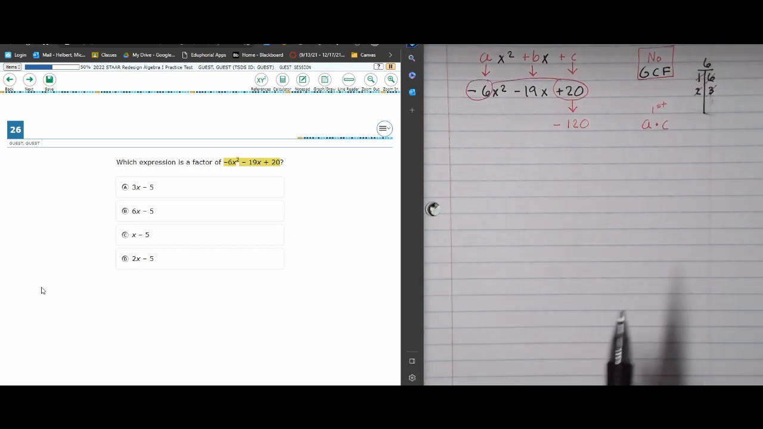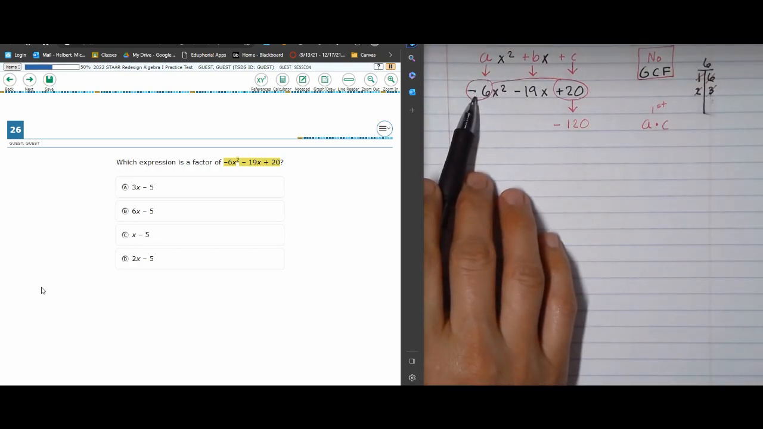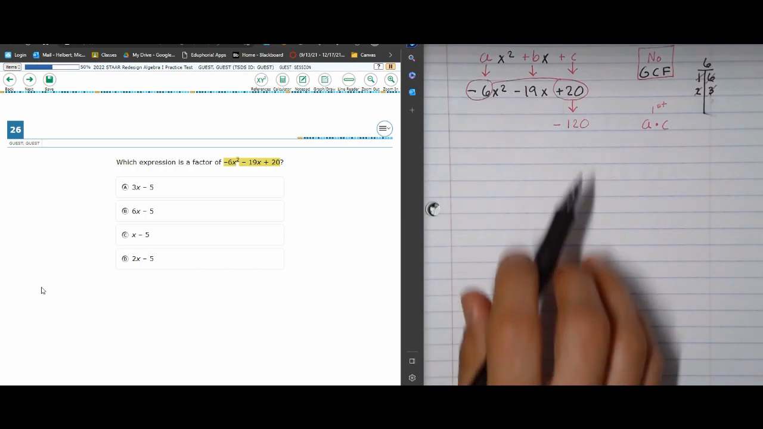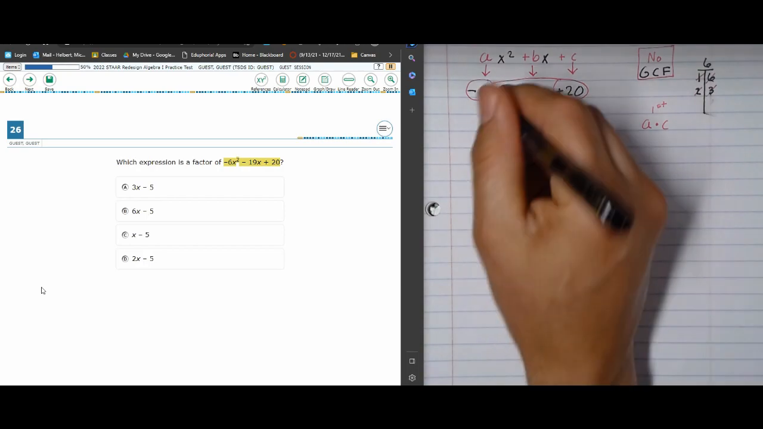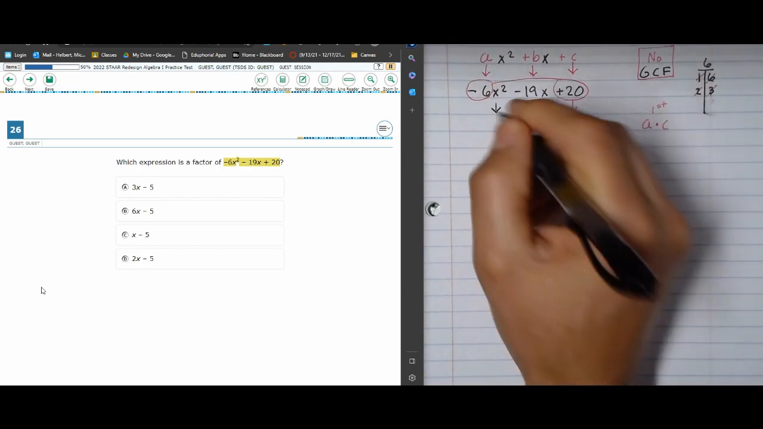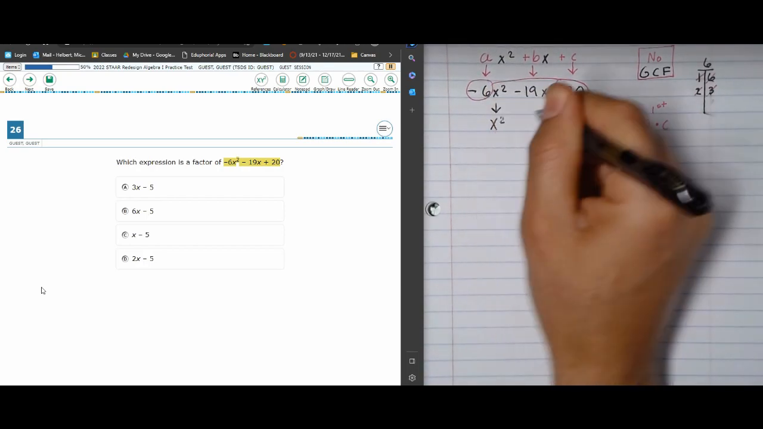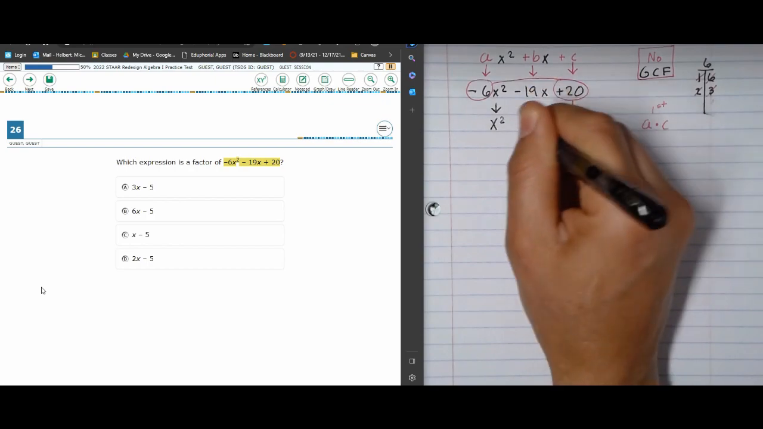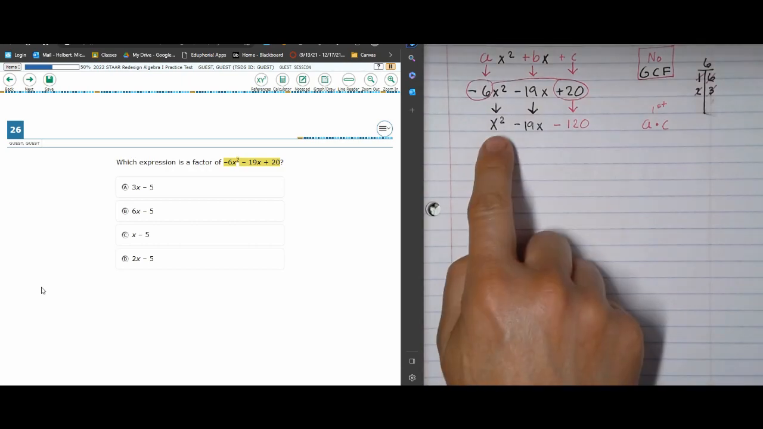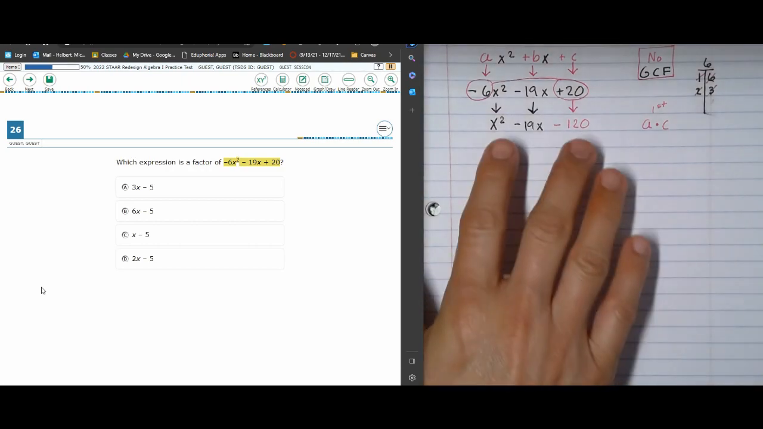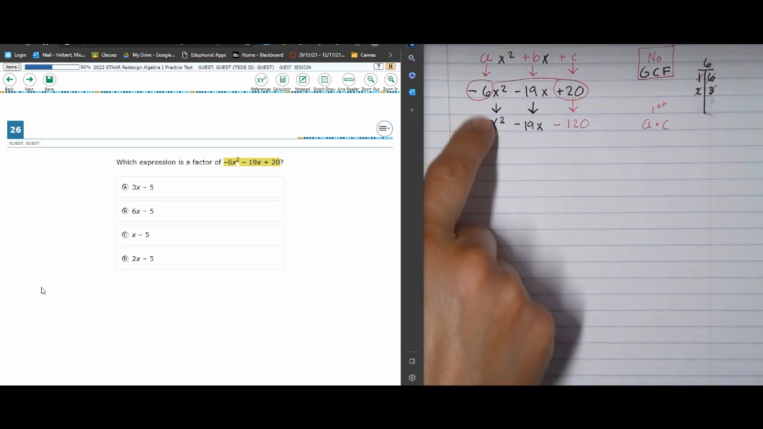And what that has done, temporarily, is we have gotten rid of our a value. It's now been multiplied to 20. We have a new number here for our constant. I am then going to bring down my x squared, and I'm going to bring down my middle term, negative 19x. And we have a new quadratic, right? And this one's going to be much easier to factor because our leading term has a coefficient of 1.